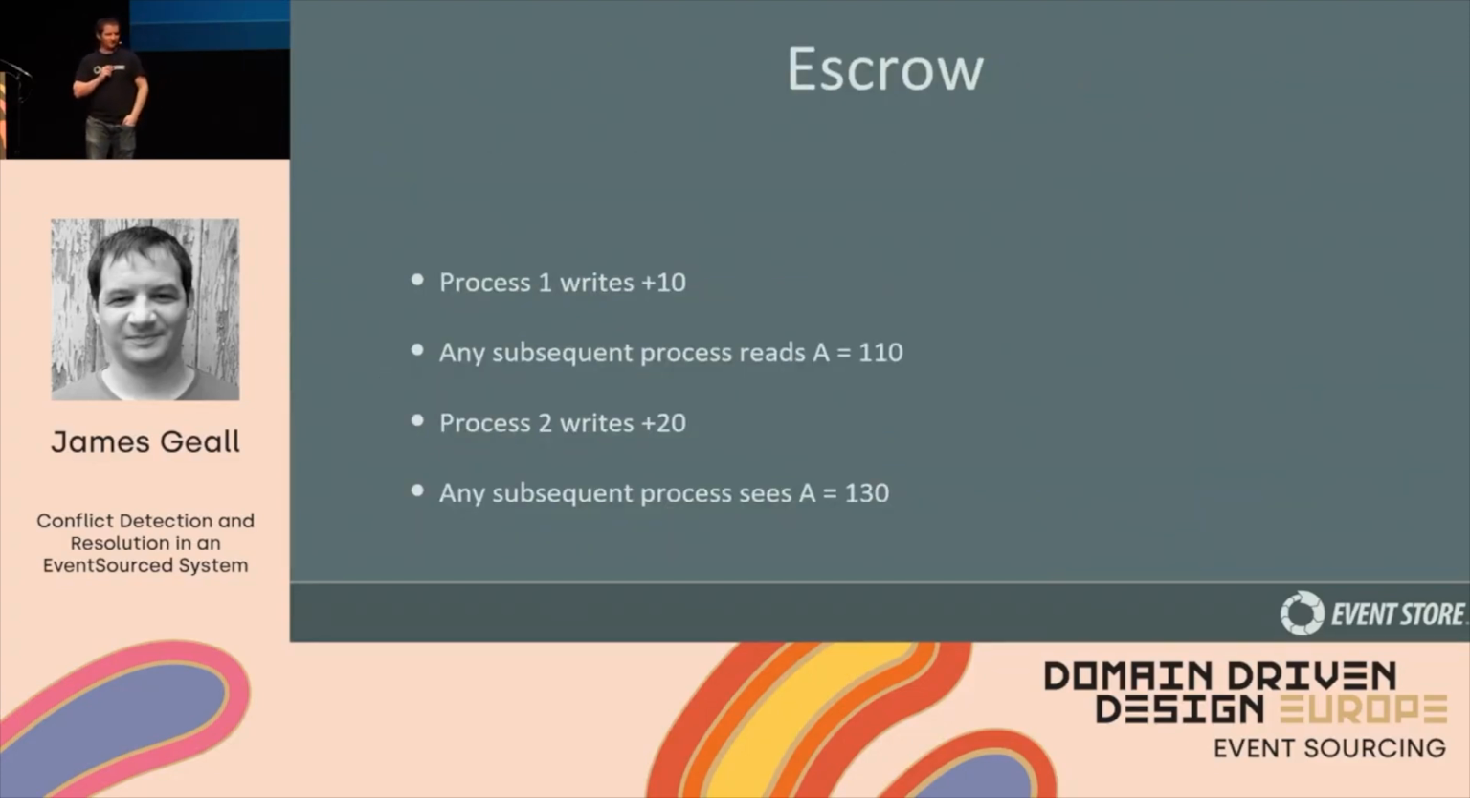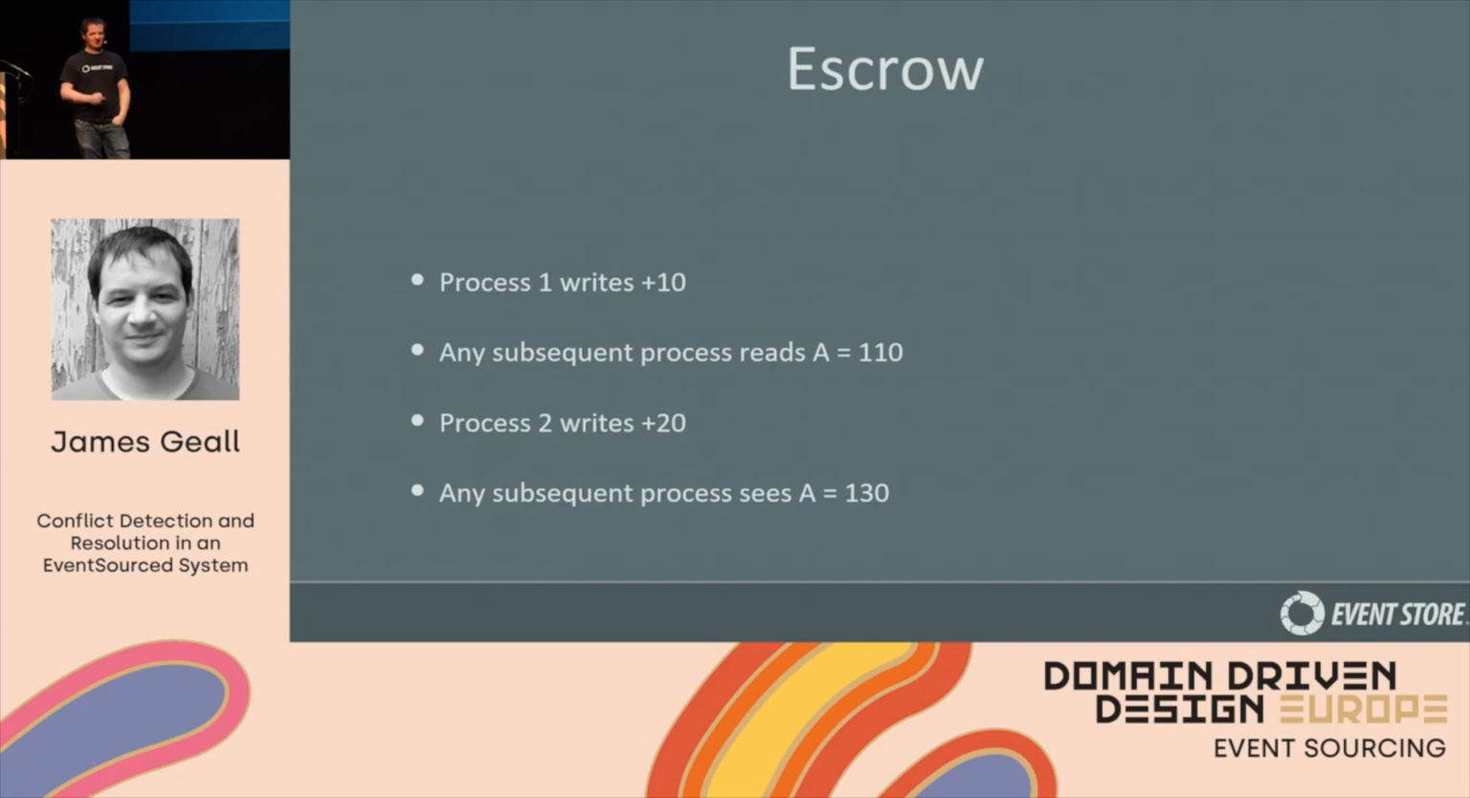What happens with escrow then? Process 1 writes +10. It doesn't need to read the state because it doesn't need to calculate anything. Any subsequent operation will get the rolled up version of that as being 110. Process 2 writes 20. Same problem, same thing. Yeah?